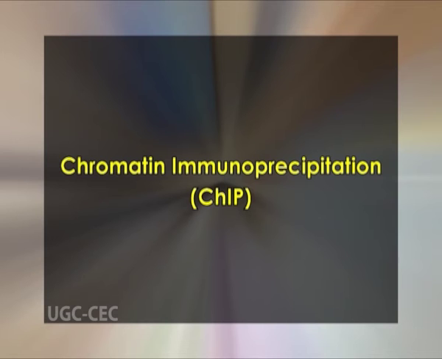Now coming to chromatin immunoprecipitation. Chromatin immunoprecipitation is a method to identify DNA-protein complexes that occur in vivo, and currently the standard method for identification of histone modification locations and transcription factor binding sites.